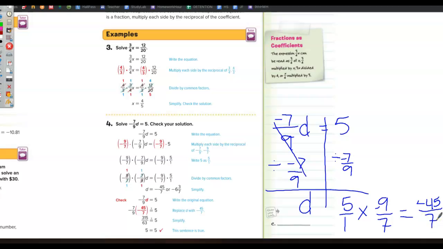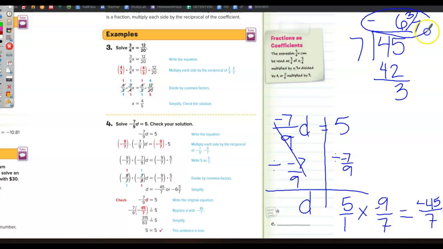Okay, so since I have an improper fraction, I need to make it a mixed number. So I take 45 divided by 7. How many times can 7 go into 45? 6 times 7 is 42. Subtract, I get 3. What do you do with that 3? Put it over 7. Good. So -6 and 3/7.